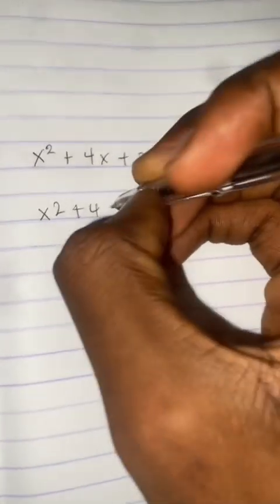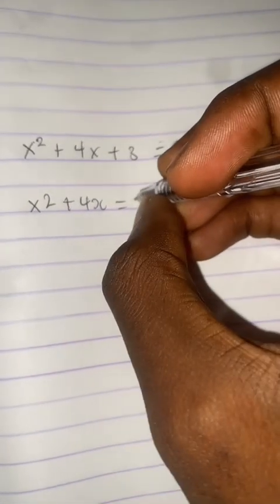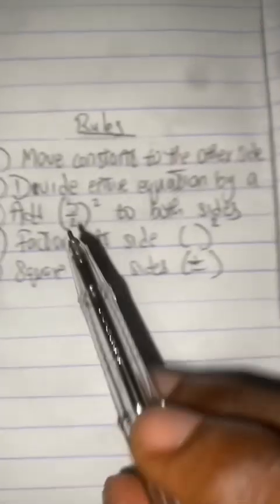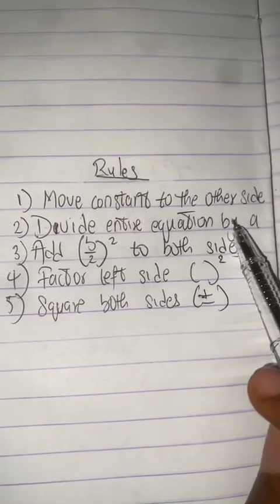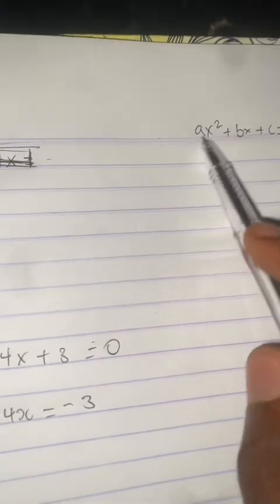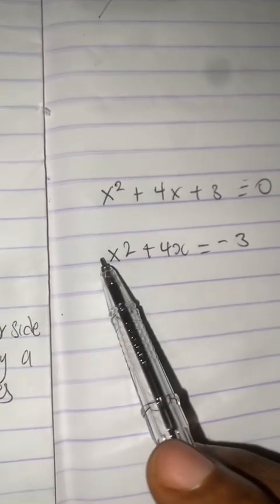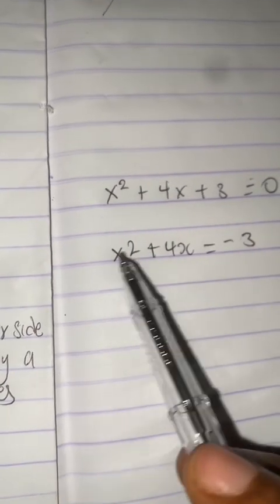Okay, now let us solve this basic question before we move on to more complex ones. The first step says move the constant to the other side. So you'd say x squared plus 4x is equal to -3. Okay, you're done with the first step. The next step says divide the entire equation by a, a meaning the first value. But over here we don't have an a. We do have an a, but it's an invisible one, 1. You can't divide it, so we're going to skip that step because it's not going to make any impact.